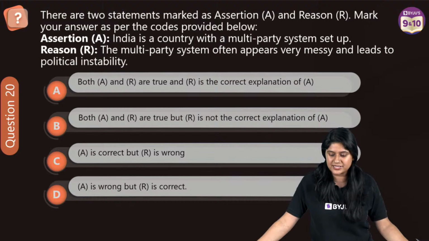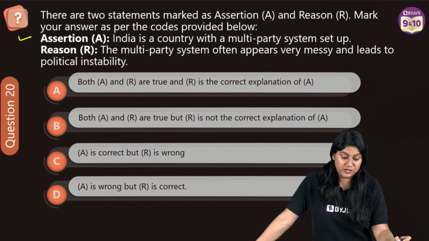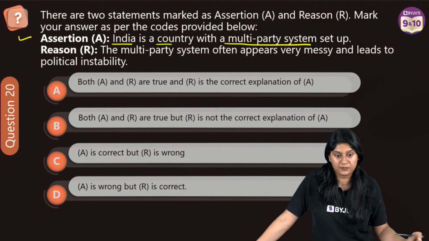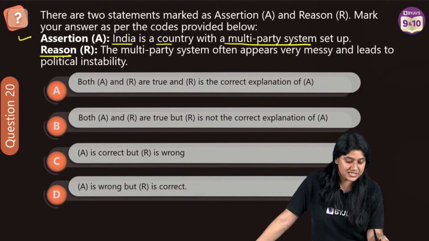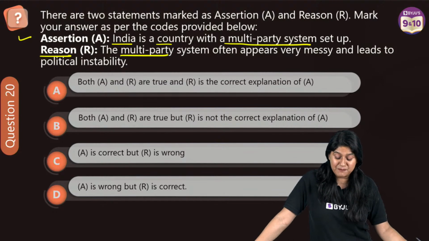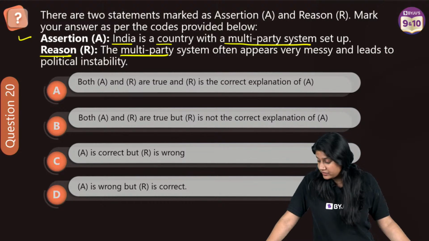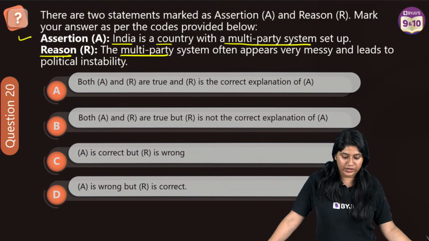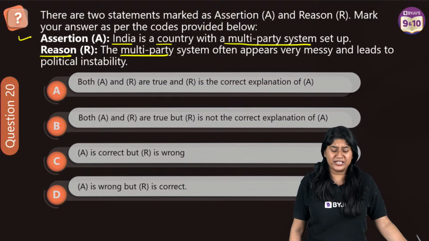Last question of political science and of the MCQs. Assertion and reason. The statement A is that India is a country with a multi-party system set up. The reason given is that the multi-party system often appears very messy and leads to political instability. We have to find out whether both the statements are correct, and whether R is a correct explanation for A. Read the statement carefully.